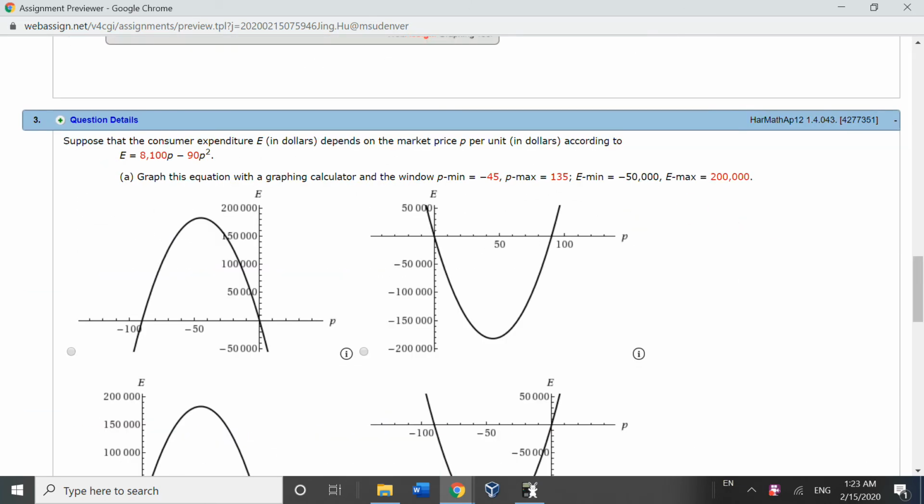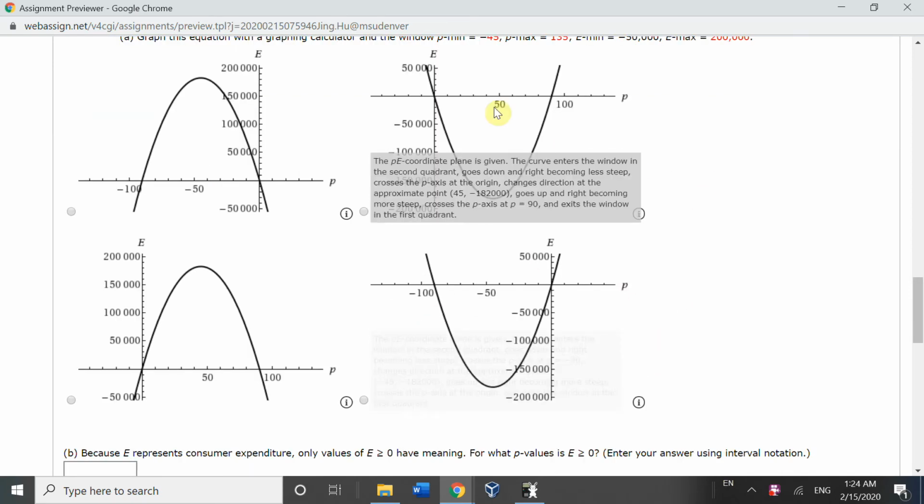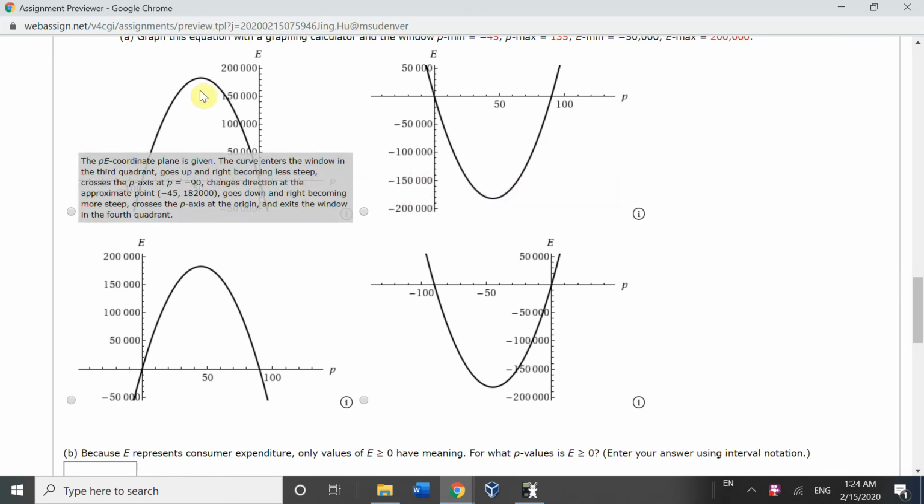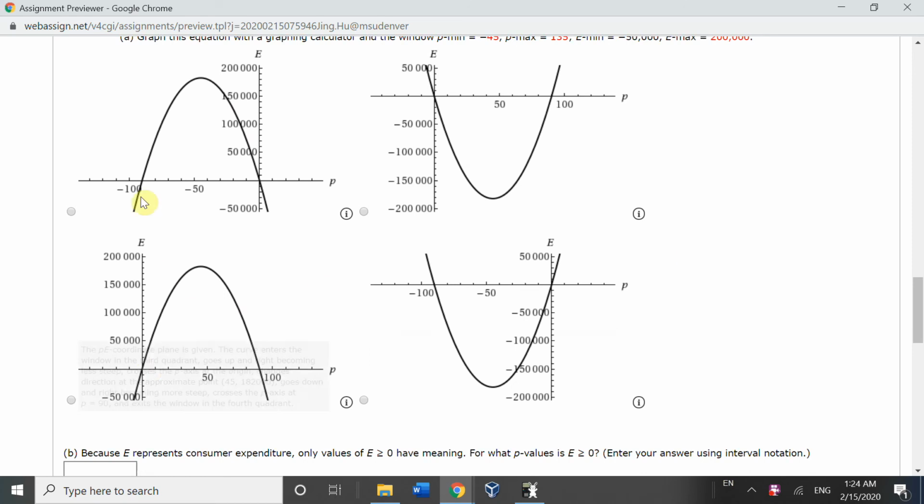Let's move to the third question. The function is a quadratic function. We learned the standard form for the quadratic function is ax squared plus bx plus c. Based on that, here a is negative 90, so the coefficient of the quadratic term is less than 0. The parabola is facing down, open down. So those two graphs in the right column are eliminated. Only those two facing down are left. And which one is the right answer?